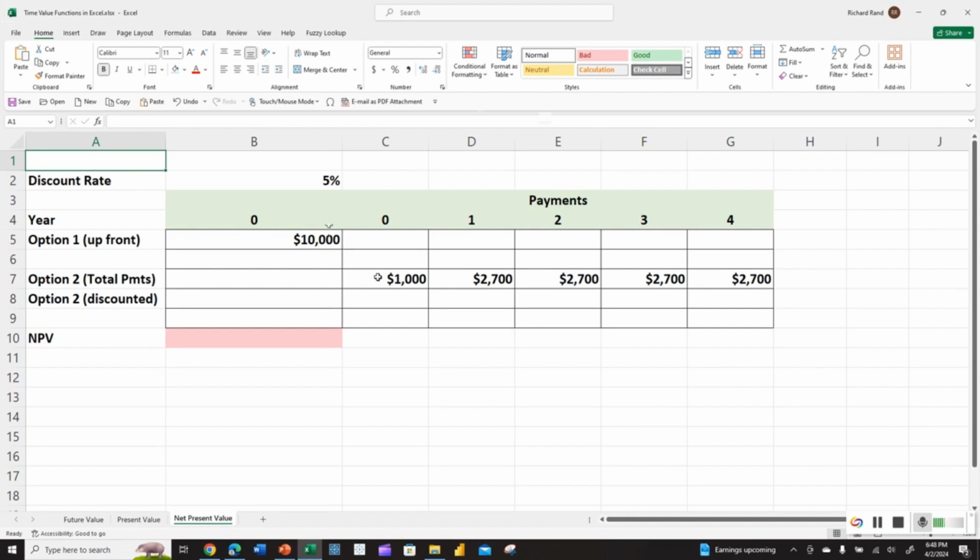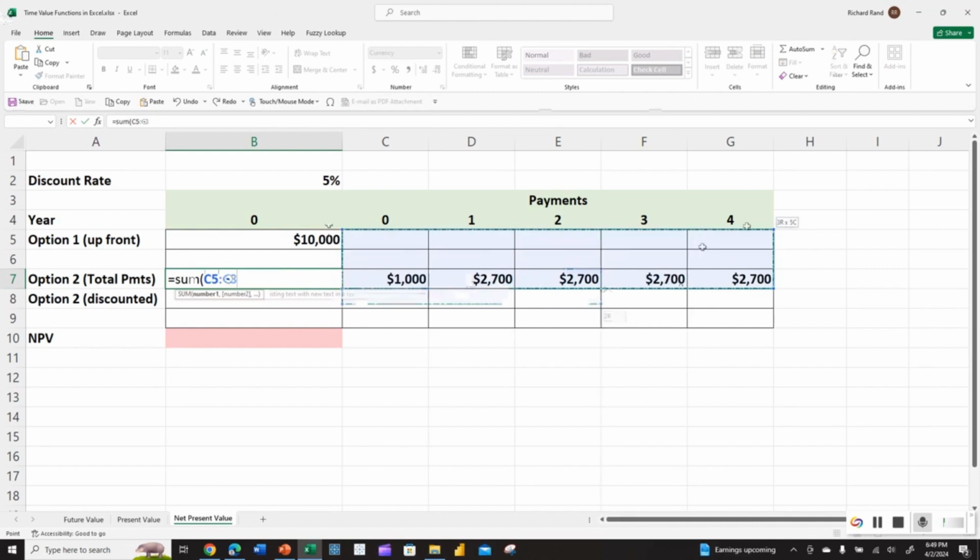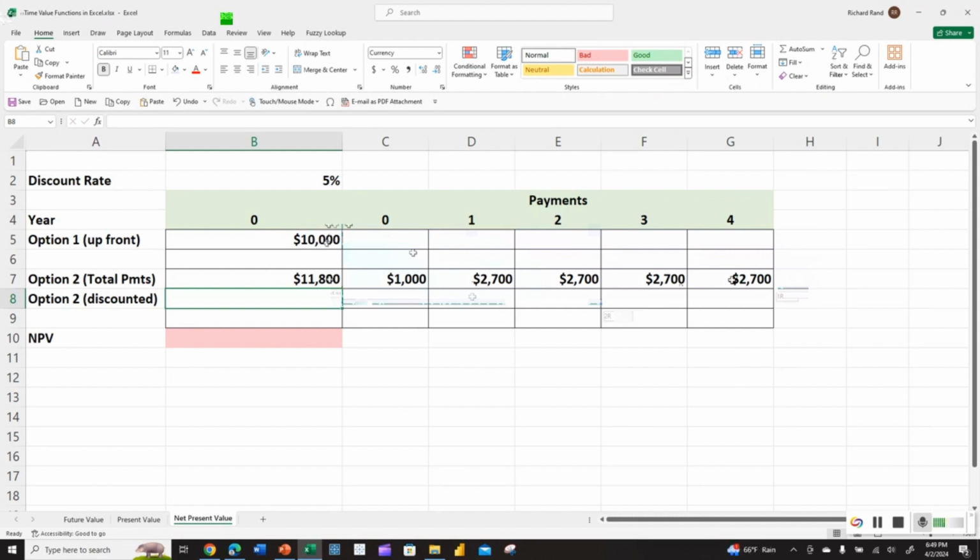The person's going to give us $1,000 down right now and $2,700 a year for the next 4 years. So if we add this up, it totals to $11,800. It looks like a good deal for us. We're selling the item for $10,000, we're going to get $11,800. But is that true? What's the present value of this stream of payments?